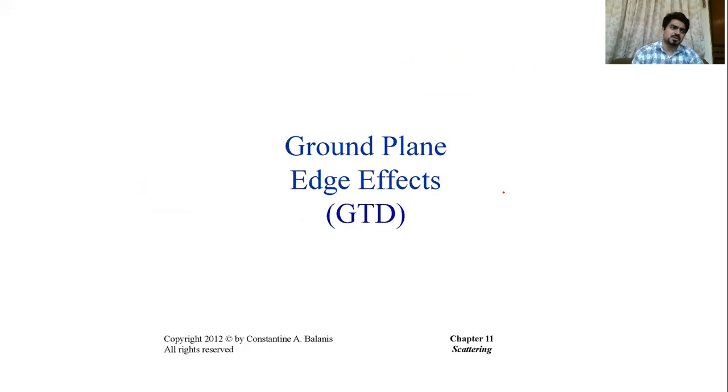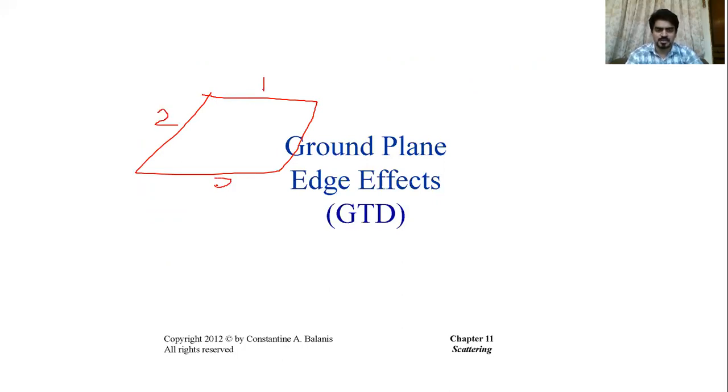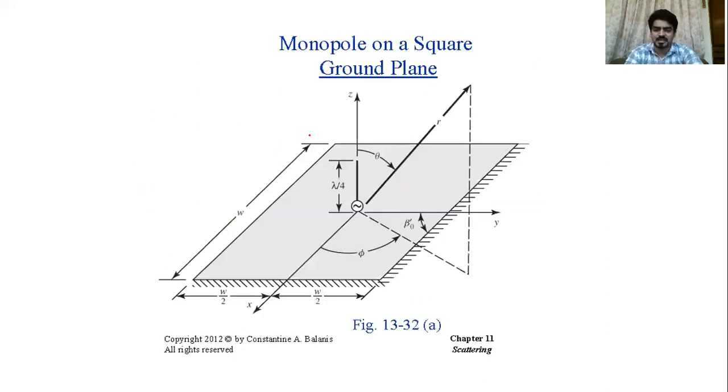Now you can extend this for finite ground planes. When we consider a finite ground plane, let's say you have a rectangular ground plane, then you have 1, 2, 3 and 4 edges. So you have 4 edges. For all 4 edges, we can again extend the same analysis for a ground plane with finite width and length. As you can see, in this case we have a monopole antenna with a lambda by 4 length placed above the ground plane, where your width and length of the ground plane is W.